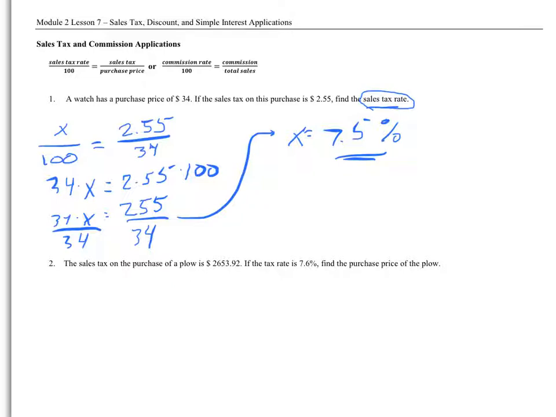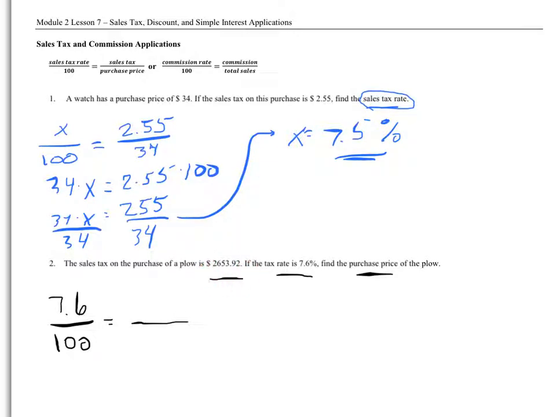In number 2, the sales tax on a purchase of a plow is $2,653.92. If the tax rate is 7.6%, find the purchase price of the plow. We start just as we did in the last one, sales tax rate over 100, except in this case, we know that the sales tax rate is 7.6%. Then for the right-hand side of our proportion, the sales tax over the purchase price, here's the one place where some people make a mistake.